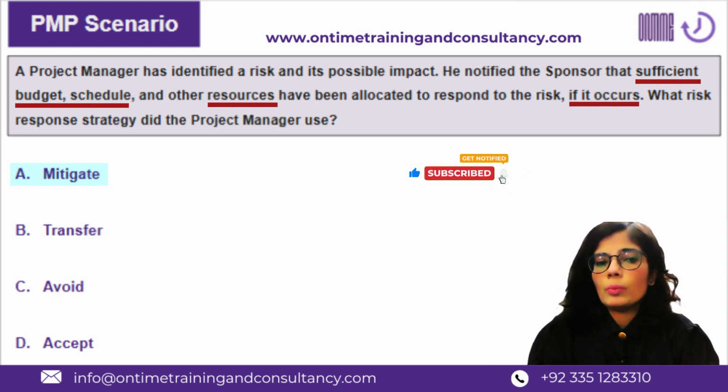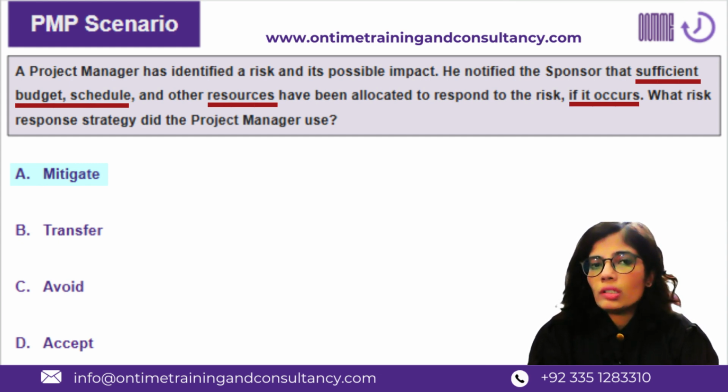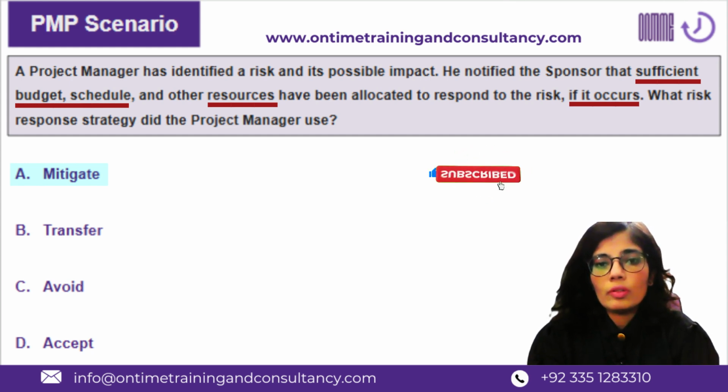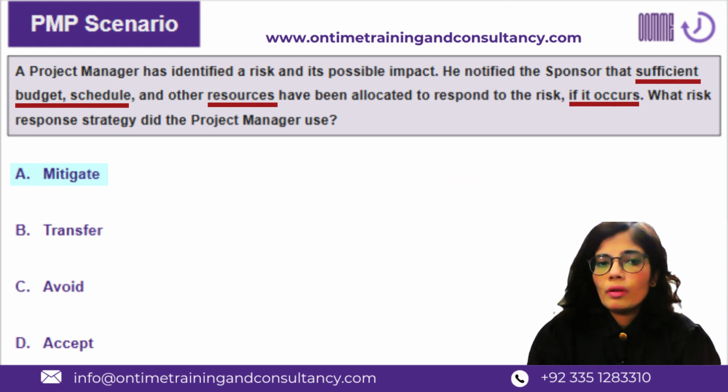Maybe someone would ask how come it is not mitigate, because we are proactively keeping the contingencies. But with that contingency in the form of budget, schedule, and resources, are you reducing the chances or impact of that primary risk which can occur? The answer is no. You are not doing anything to that risk. You are just accepting it, just letting it be. You are saying that if this risk occurs, then we will see how that budget, schedule, and resources would be applied. So A is not the right answer to this question.